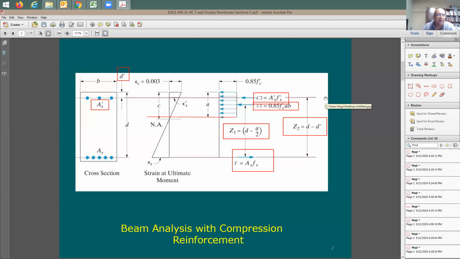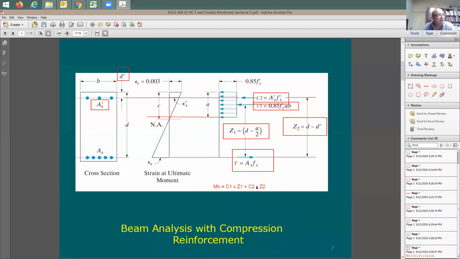Now, if you would like to write your equation for the moment capacity of this section, we're going to say M sub n equals C1 times Z1 plus C2 times Z2. Make sense? Yes?